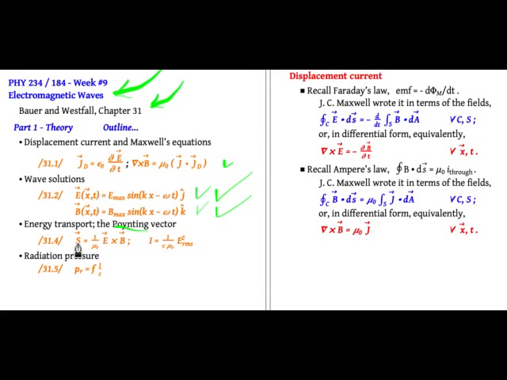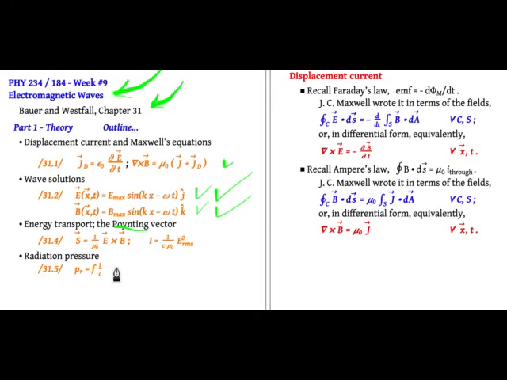The Poynting vector is a vector, so energy will be transported in a certain direction, and the Poynting vector is related to that direction. The intensity is not a vector. The intensity is really the magnitude of the energy flux. It has a magnitude but not a direction.